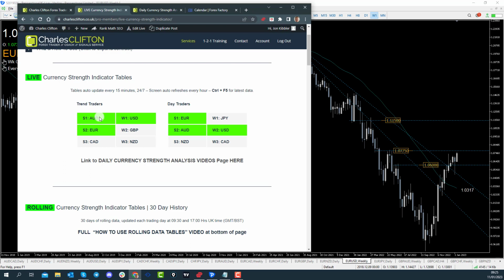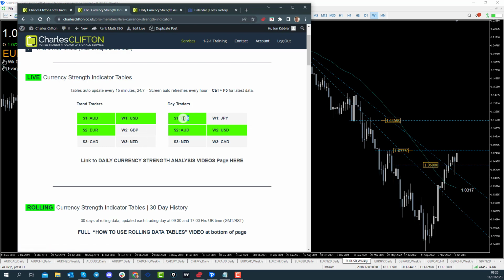Well, the trend traders is telling us that the Australian dollar is the strongest currency at S1. That is followed by the euro in S2, followed by the Canadian dollar at S3. On the weak side of that table, we can see that the dollar is the weakest at W1, followed by the Great British Pound at W2, followed by the New Zealand dollar at W3.